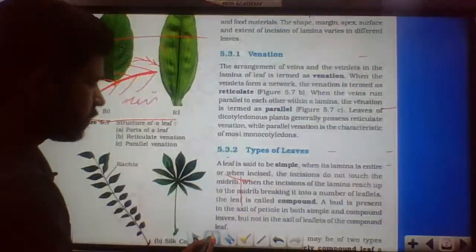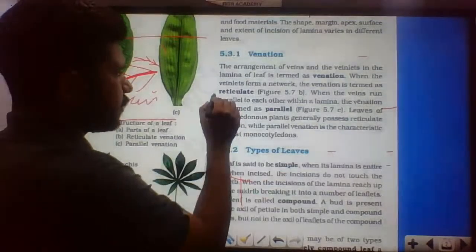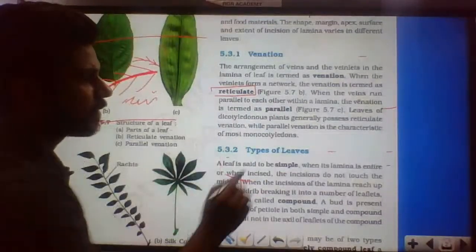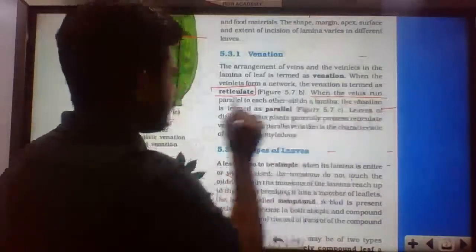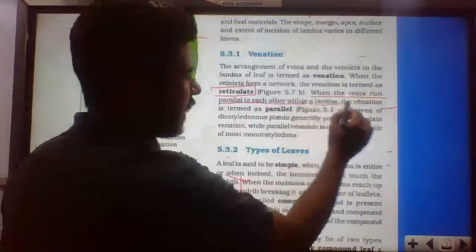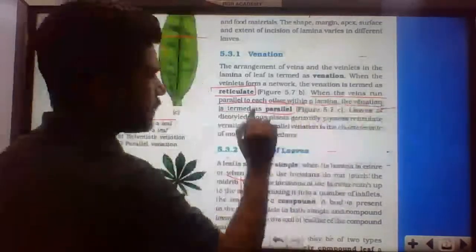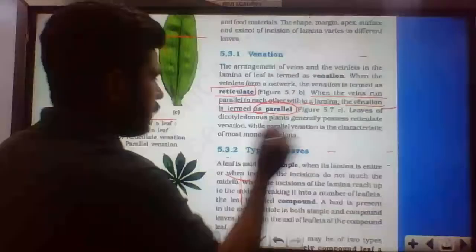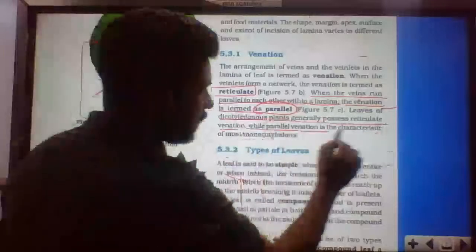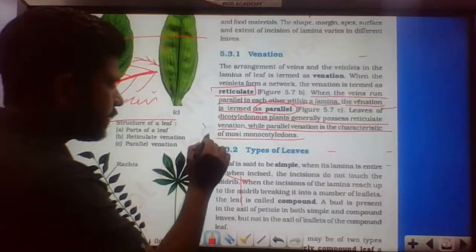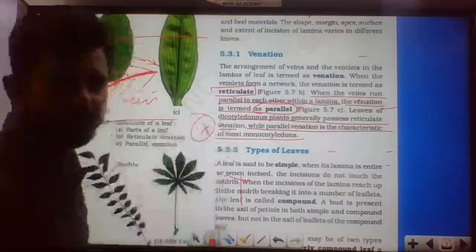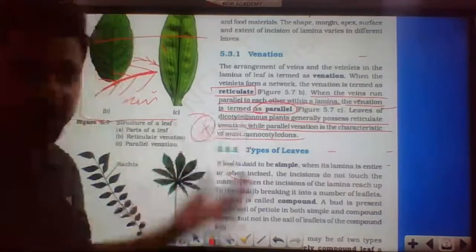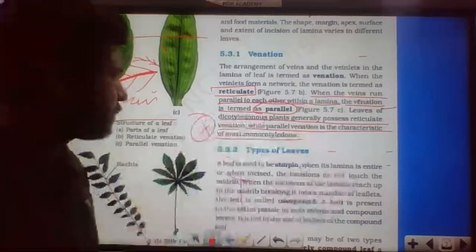Okay, listen. So reticulate venation, when the veins run parallel to each other within a lamina, this type of venation is termed as parallel. The dicotyledon plant generally possesses reticulate venation, while parallel venation is a characteristic feature of monocotyledon. So here two characteristic features are mentioned. Two types of plants and their venation type, right?